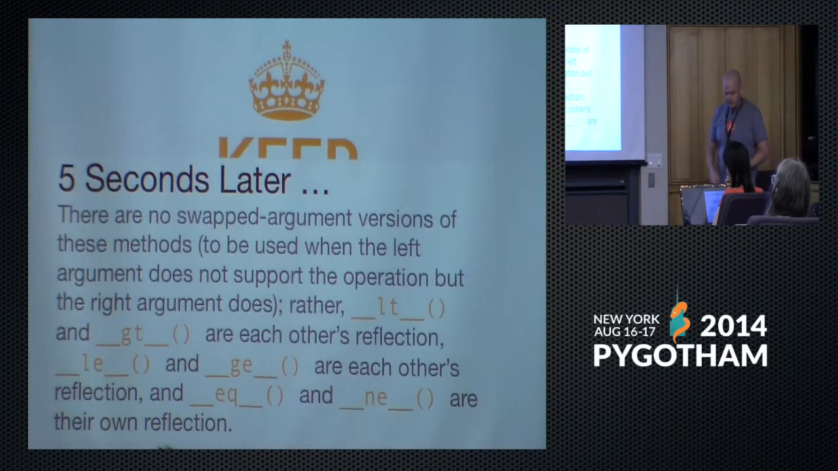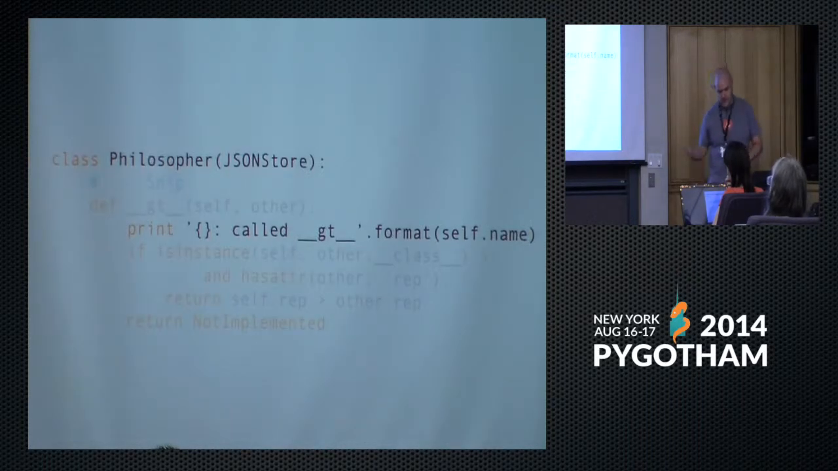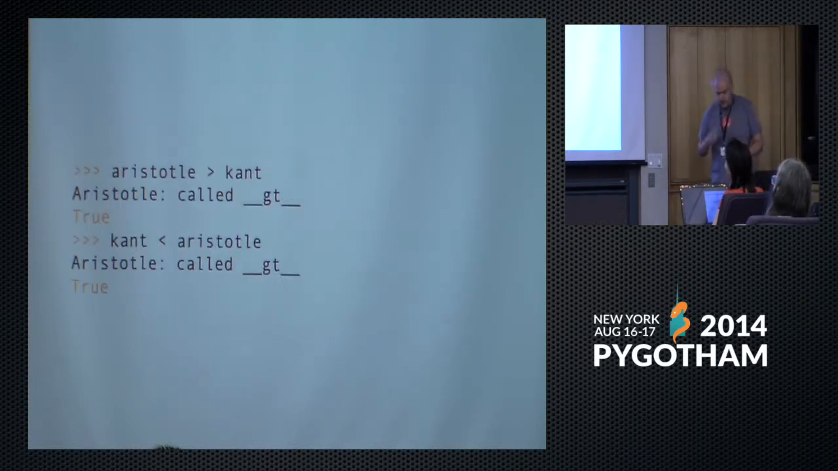And so what that means, if we take a look at this, we're going to add some, Hilary Mason will be quite upset with me for debugging with print statements, but here's a print statement. And what actually happens is that Aristotle's greater than method is actually called both times. The reason that's happening is because Kant does not actually implement the less than method. But Python says, well, let's look at the right side and the reflected method of less than. Oh, Aristotle has the reflected method of less than, which is greater than.